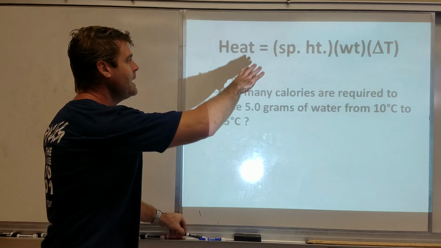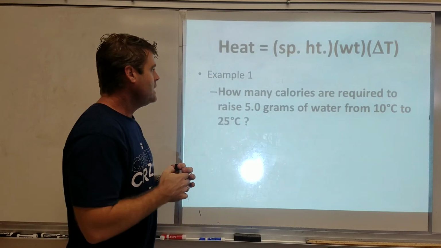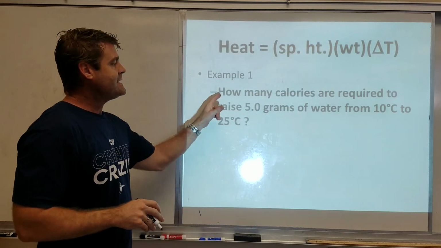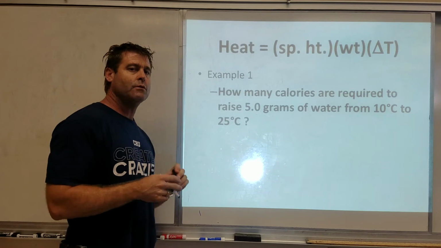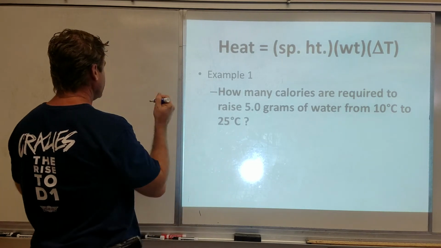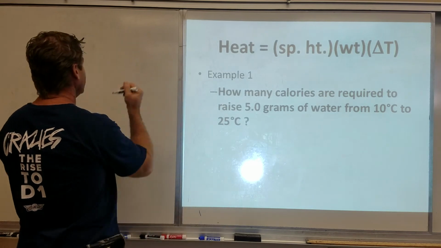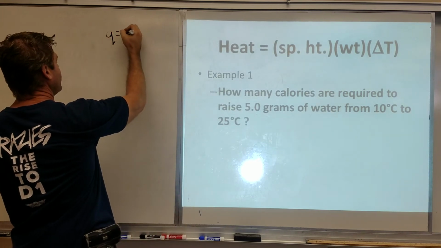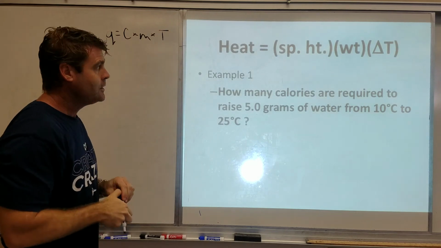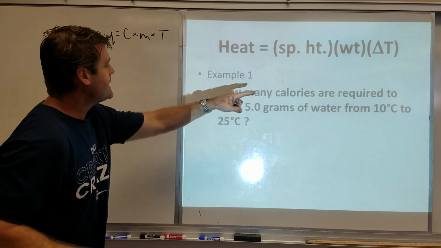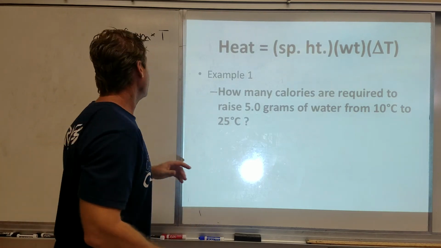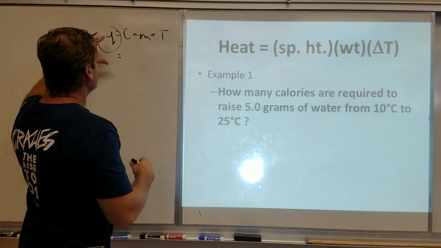So I'm going to use my specific heat formula. First thing is, I have to decide what it is I'm trying to solve for. It says how many calories. So I'm looking for keywords, how many calories. Calories is a measure of heat, and when I do the specific heat formula, I'd probably write it in my abbreviated fashion. Q is equal to C times M times T. Basically it says how many calories, so I'm looking for Q. I don't have to rearrange this. It's already solved for Q.